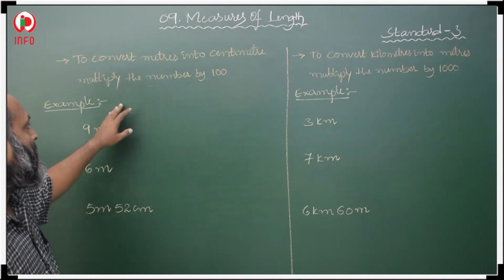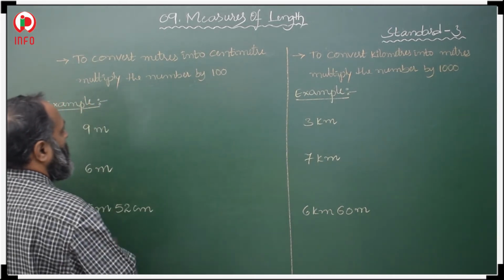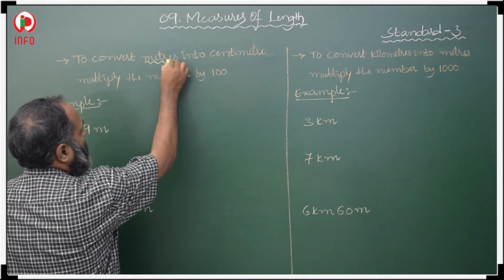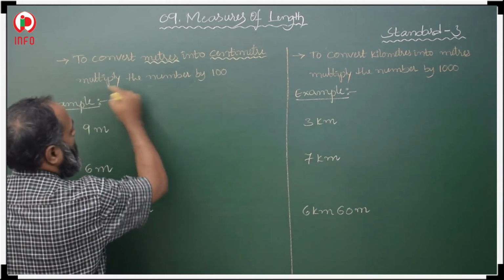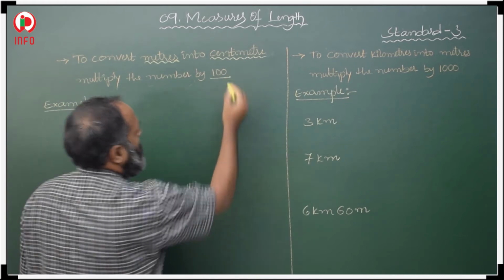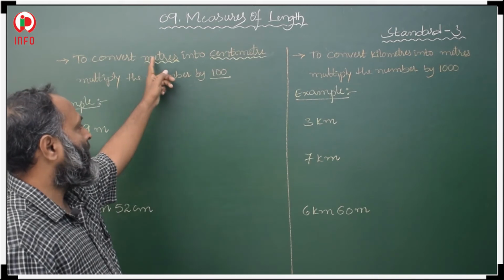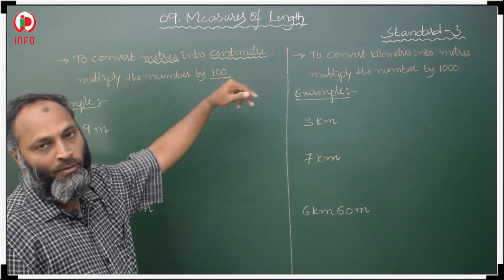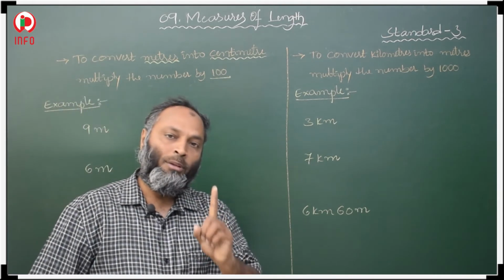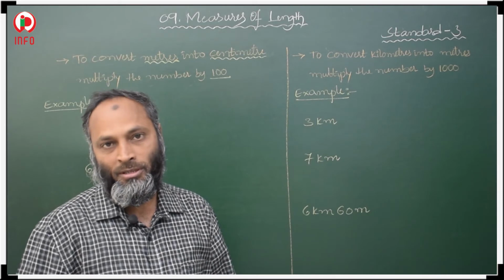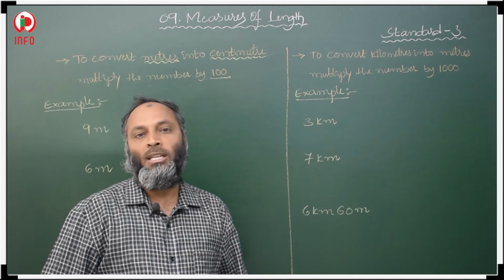Now, the next concept: conversion. To convert meters into centimeters, we have to multiply the number by 100. Whenever we convert meters into centimeters, we should multiply with 100. Why? Because 1 meter is equal to 100 centimeters, that is why we multiply with 100. Then you will get the answer in centimeters.